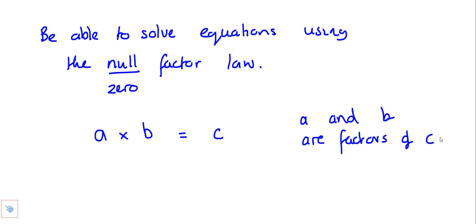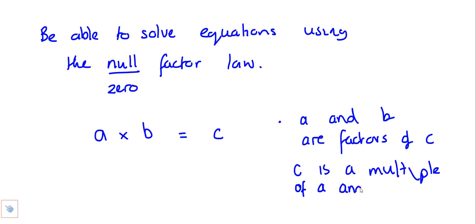Just out of interest, if A and B are factors of C, what can we say about C? Is it not a prime number? Not necessarily a multiple is what I'm looking for. What if it was 1 and 5? Then 5 would be a prime number. But I thought 1 didn't count. No, what you're looking for is that C can still be a prime number. C is a multiple of A and B. Is that okay for everyone? So the link between factors and multiples.